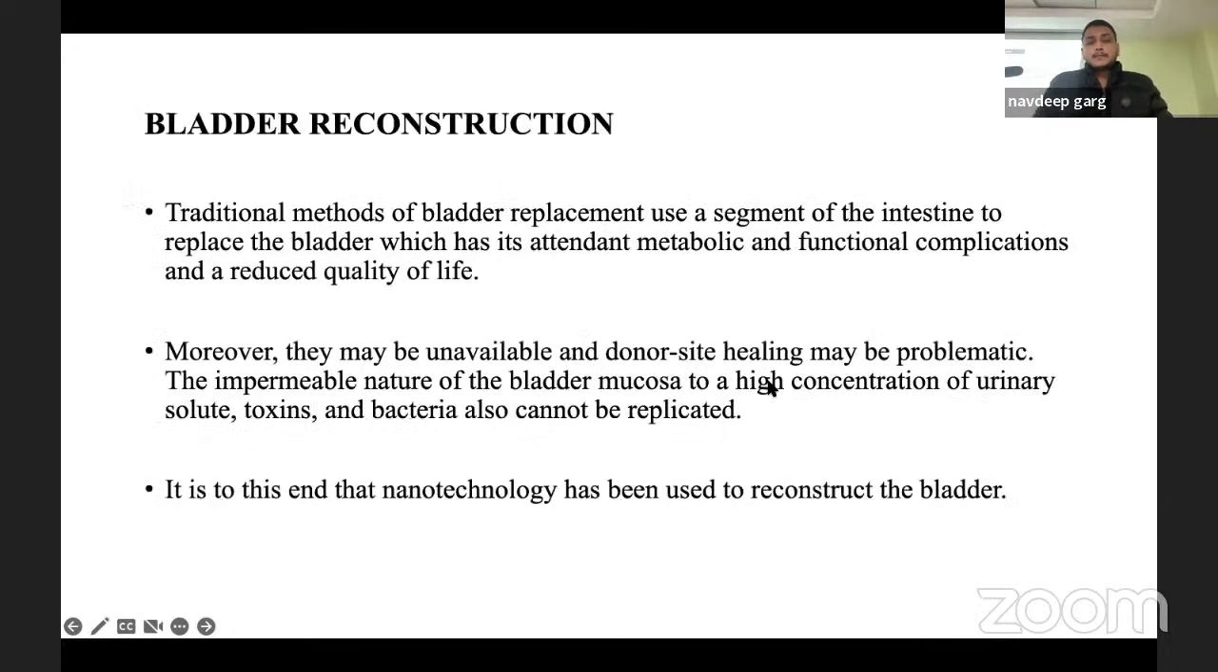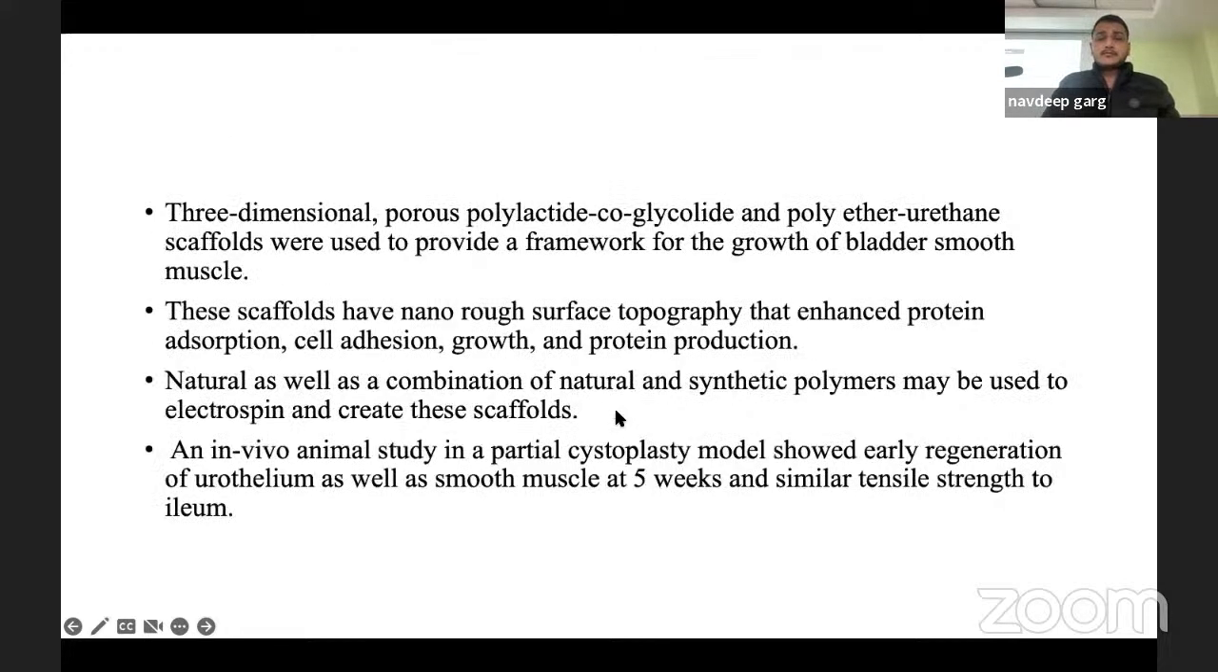Now the role in the bladder reconstruction. The traditional methods of bladder replacement use a segment of intestine to replace the bladder, which has its attendant metabolic as well as functional complications and a reduced quality of life. Moreover, they may be unavailable and donor site healing may be problematic. The impermeable nature of the bladder mucosa to a high concentration of the urinary solutes, toxins, as well as bacteria also cannot be replicated. It is to this extent that nanotechnology has also been used to reconstruct the bladder.